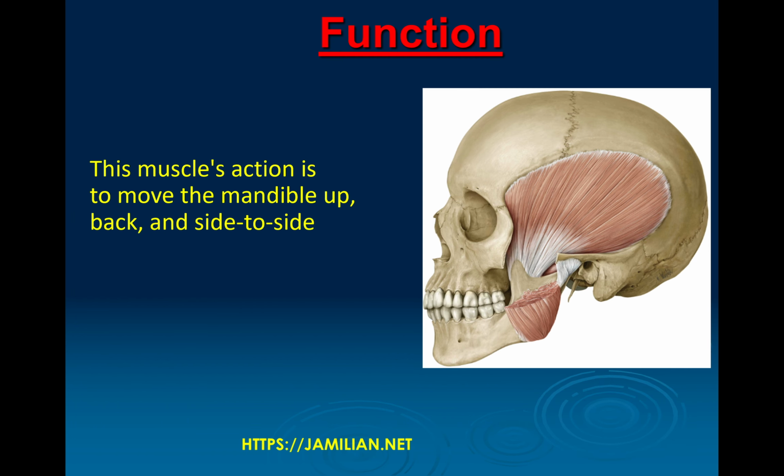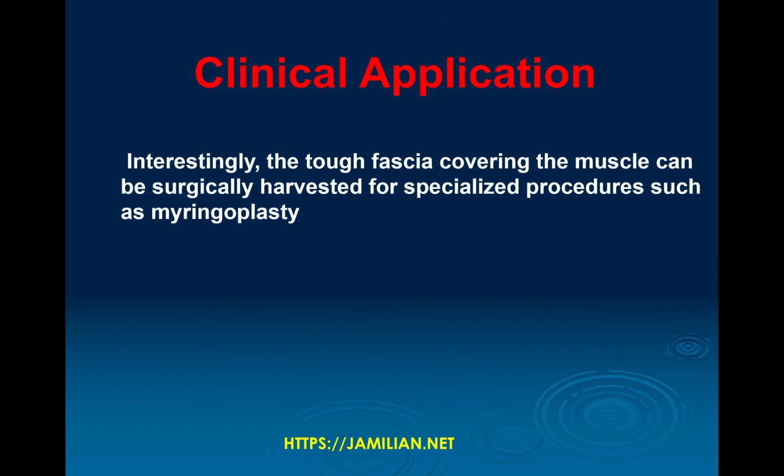The main function of the temporalis muscle is to move the mandible or lower jaw. Specifically, the temporalis muscle elevates the lower jaw in order to bite or close the jaws. It also functions to retract the lower jaw as well as move the lower jaw from side to side. The fascia that covers the muscle can be surgically harvested for specialized procedures like myringoplasty.